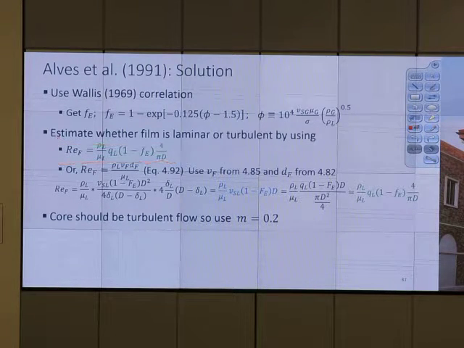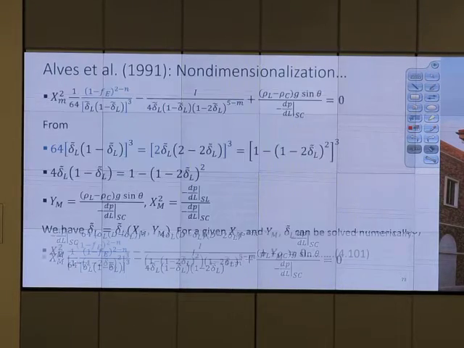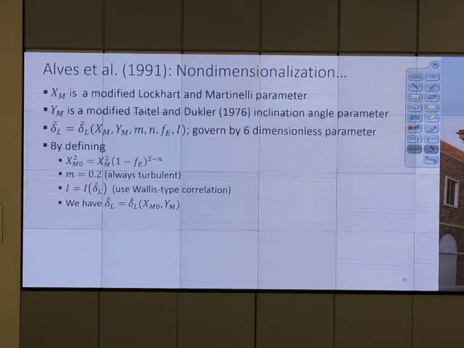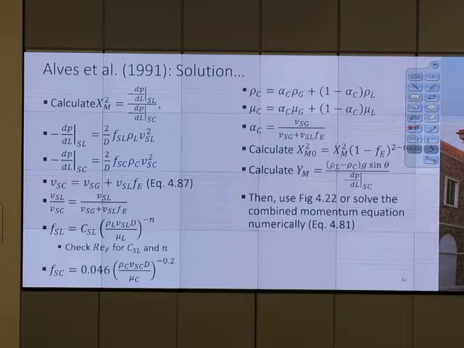The derivation is this kind of thing, but we don't show you yet. That's the derivation, and they are the same. So you know how to calculate the superficial friction factor, right? With C and N. N is 0.2, C is 0.046 most of the time for the liquid phase.